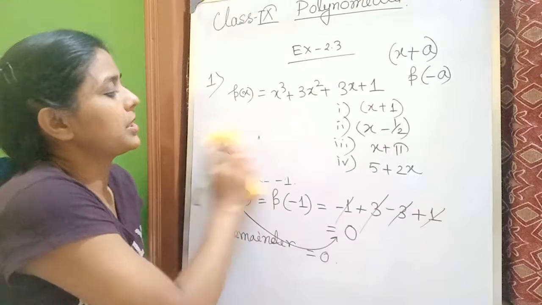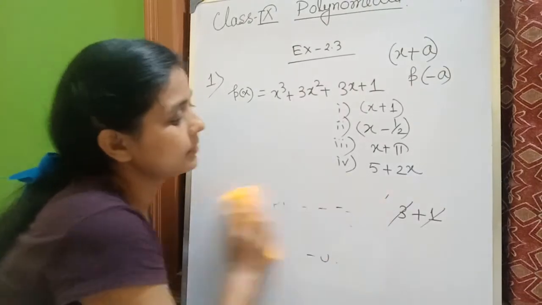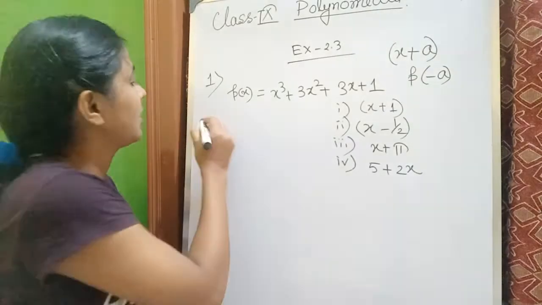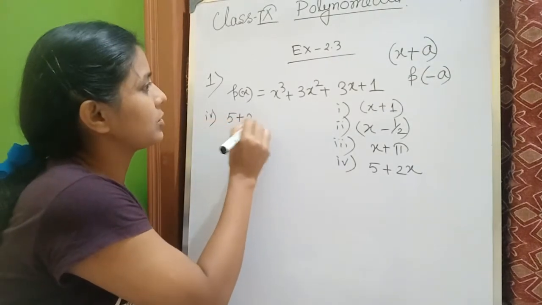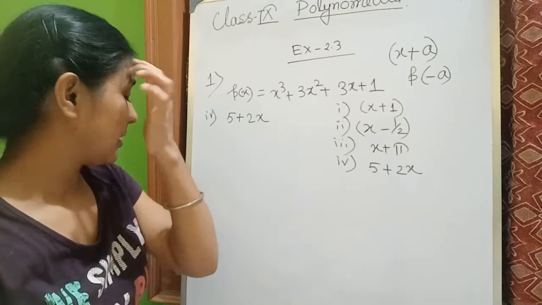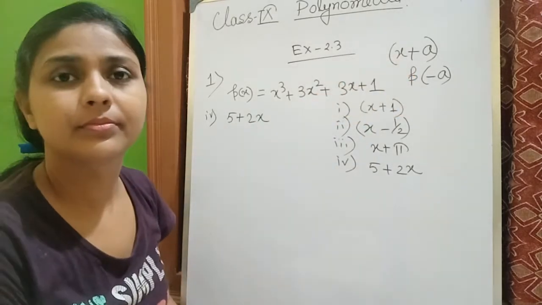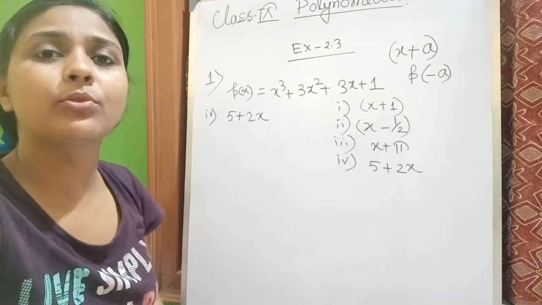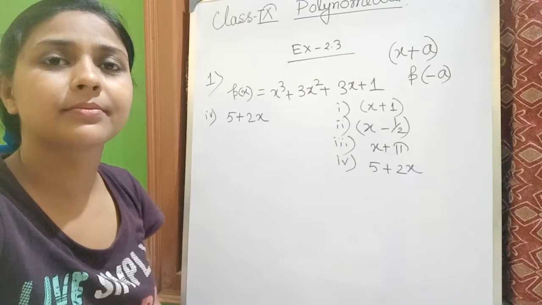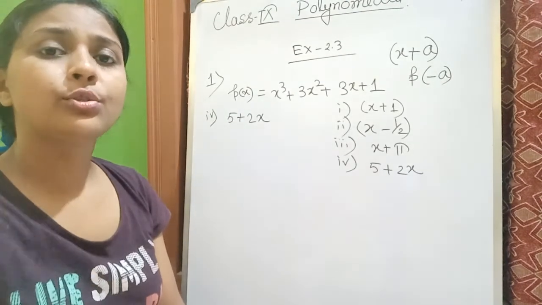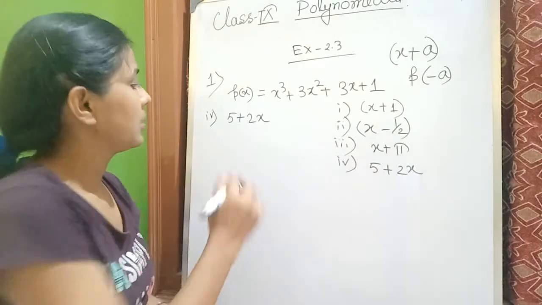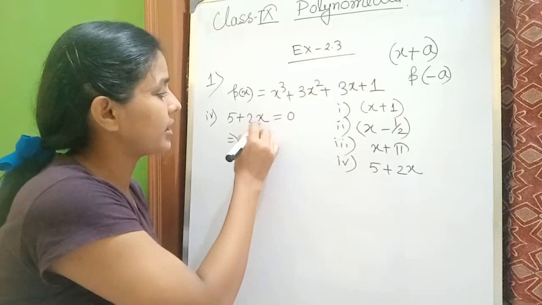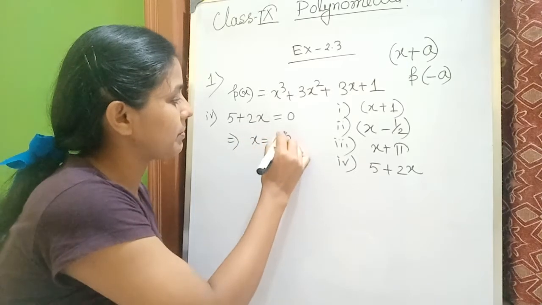Okay, coming to question number 4. Question number 4 is 5 plus 2x. Look at the form. This is x plus a. So how will we do it for 5 plus 2x? For this type of question, we will first make it equal to 0, and then from this we will find out x's value. So x's value is minus 5 by 2.